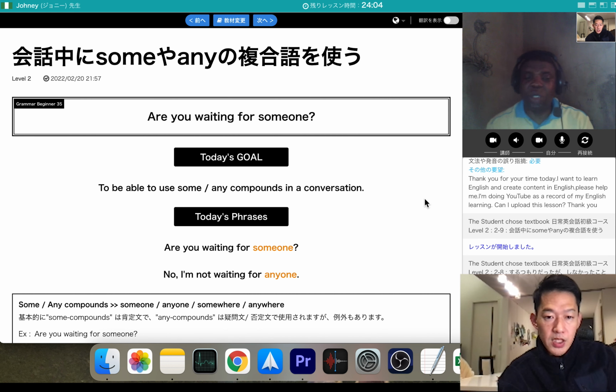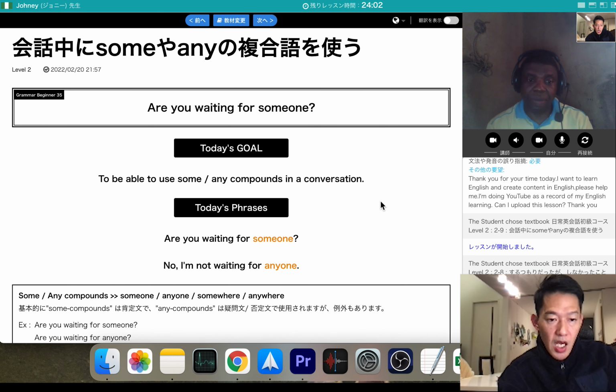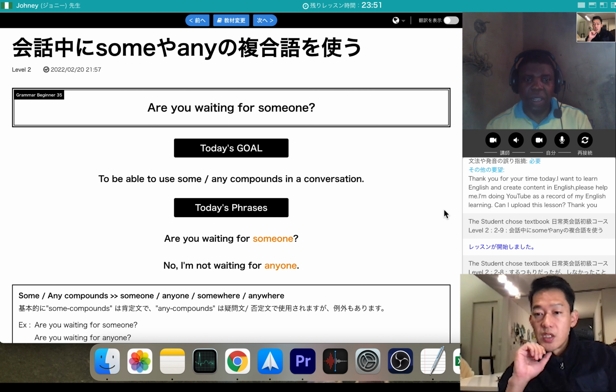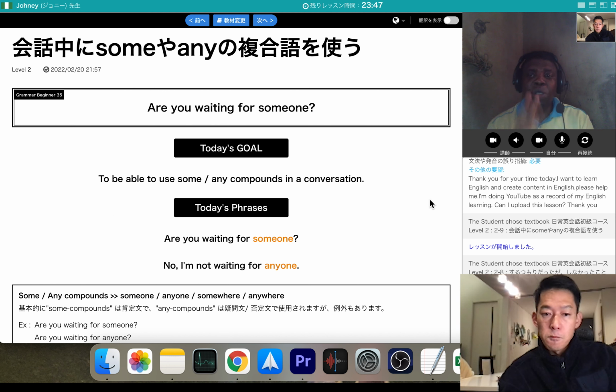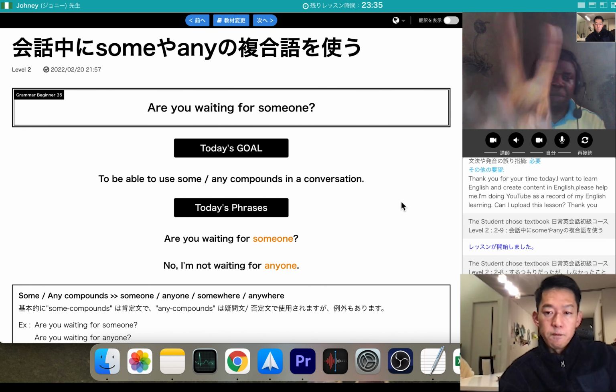So please check today's goal. To be able to use some or any compound in a conversation. Be able to use some or any compounds in a conversation. Now this time, let's move on to today's phrase. So please repeat after me twice.